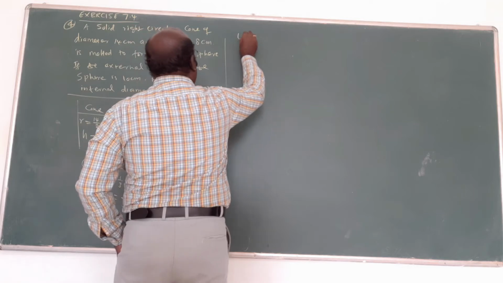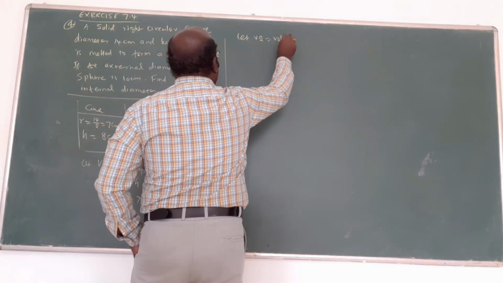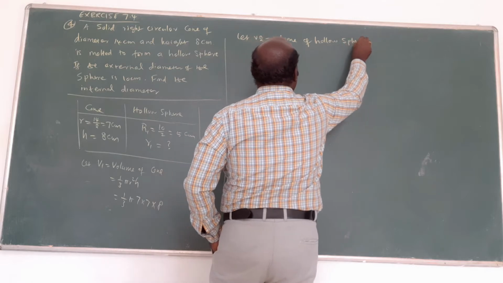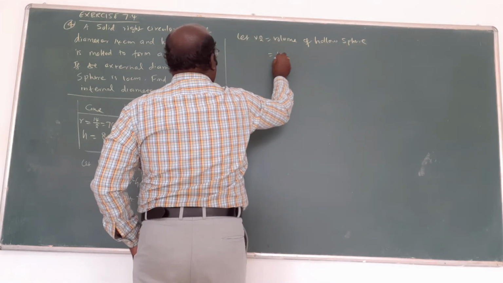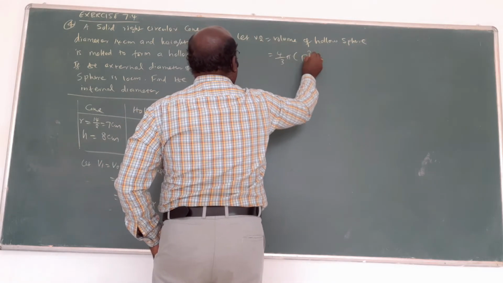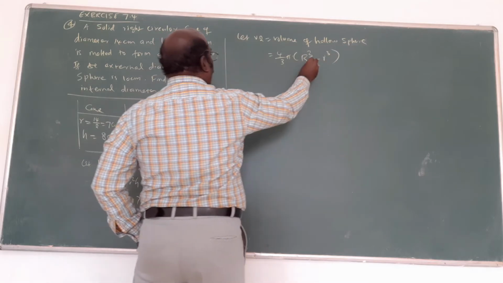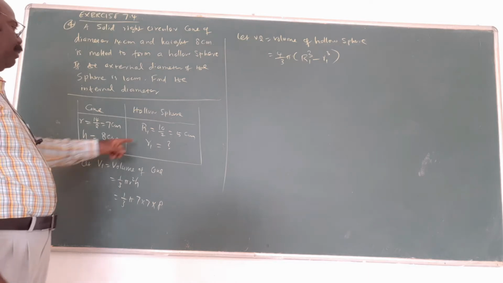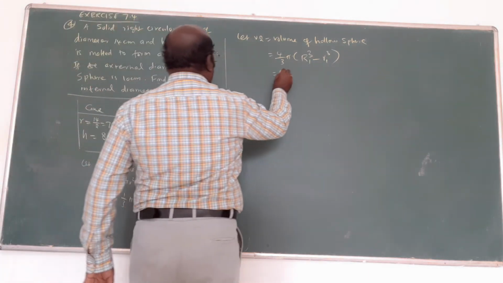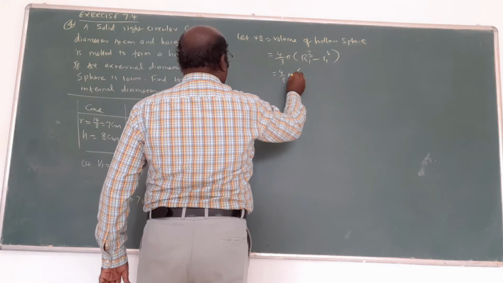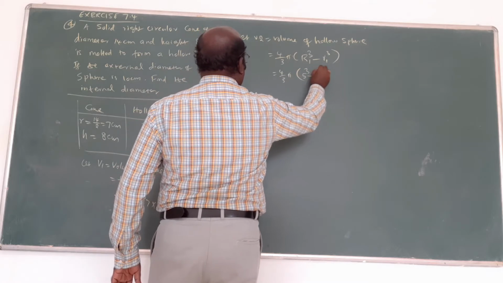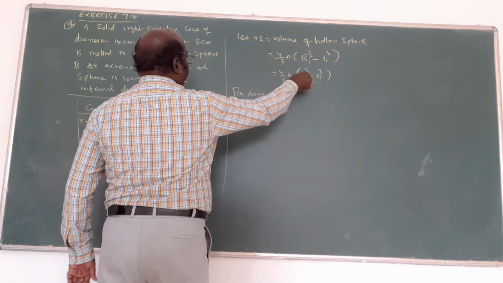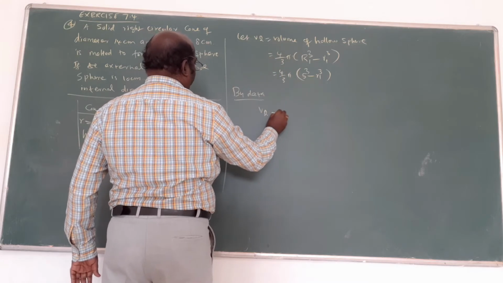Now next one is V2 equal to volume of hollow sphere. Hollow sphere formula is 4 by 3 pi, R cube minus r cube. Here one thing is important. 4 by 3 pi, R cube minus r cube. Small r will be R1. Substitute here. Don't put the value for pi. This is pi, R cube minus R1 cube. V2 equal to V1. Am I right?